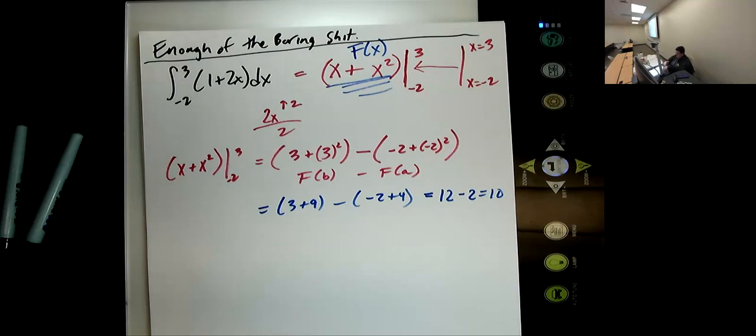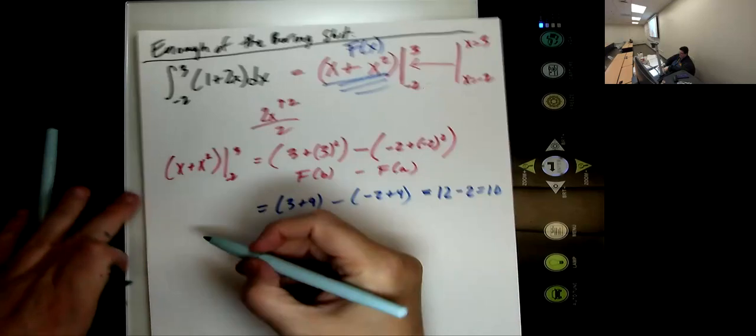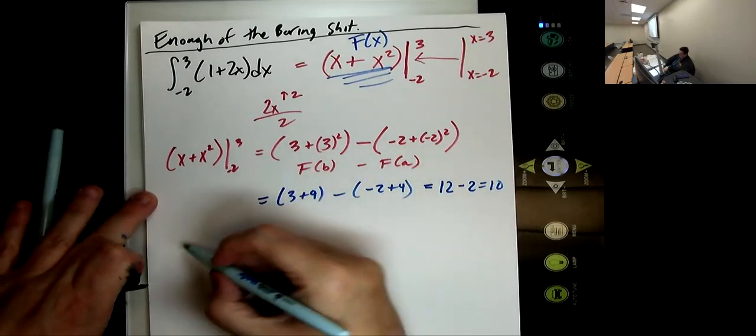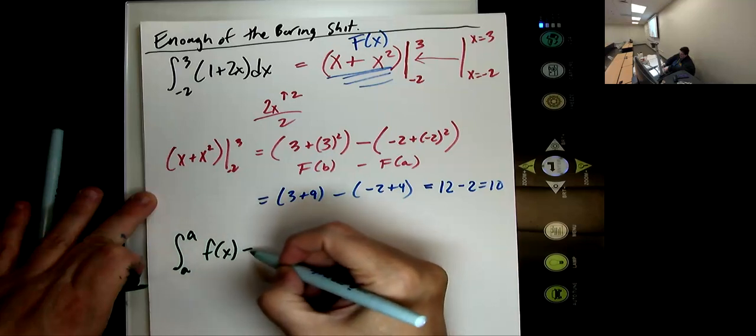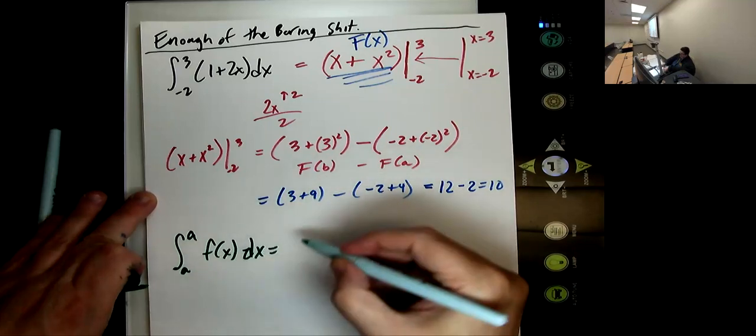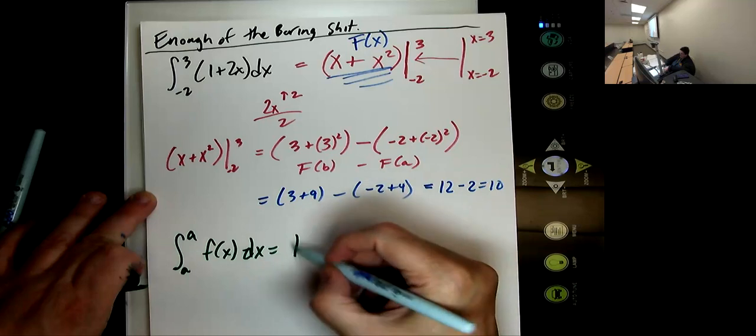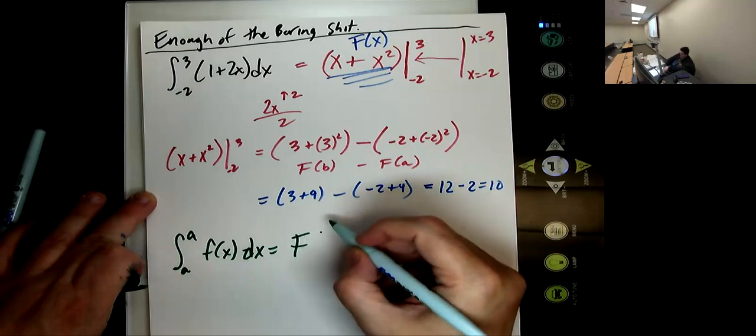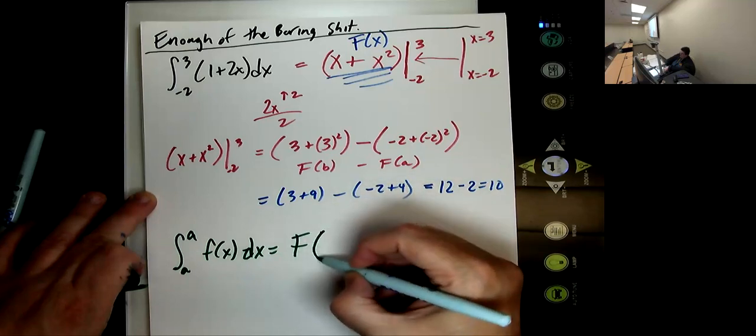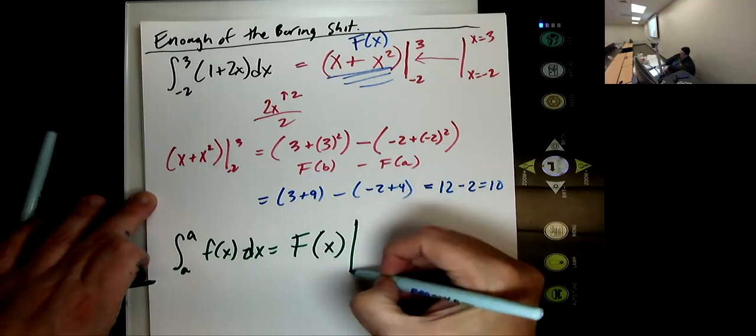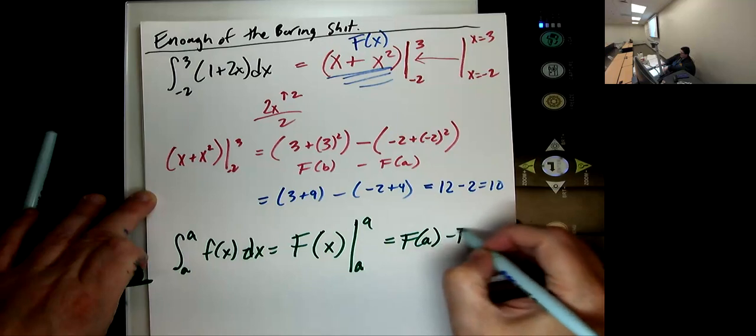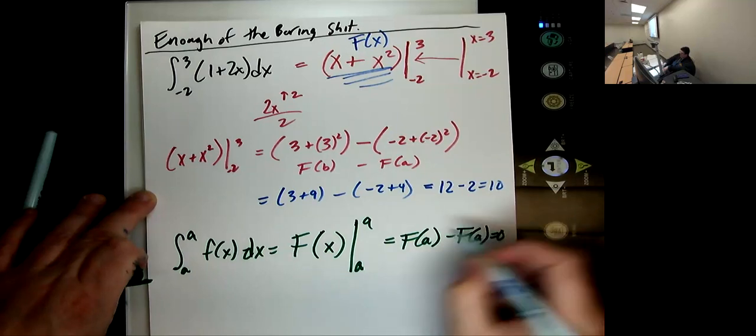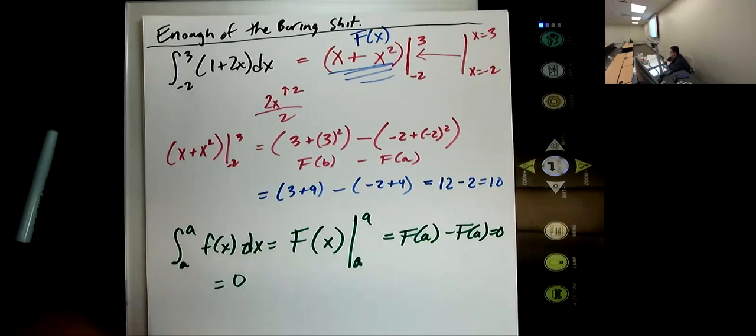All right. This kind of actually shows what happens if we do a to a of f of x dx. We do big F of x evaluated from a to a, F of a minus F of a, equals 0. I told you that integral equals 0 earlier. Now we see another way how it confirms that.